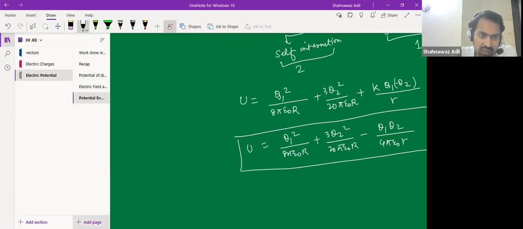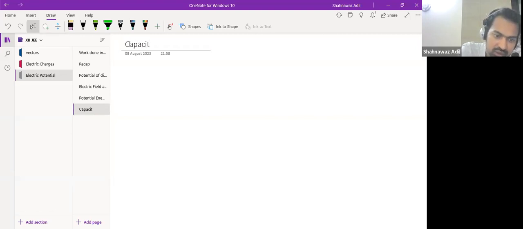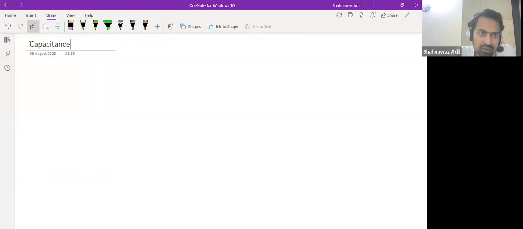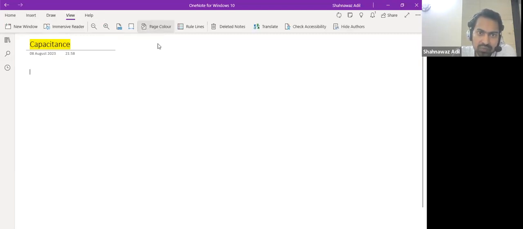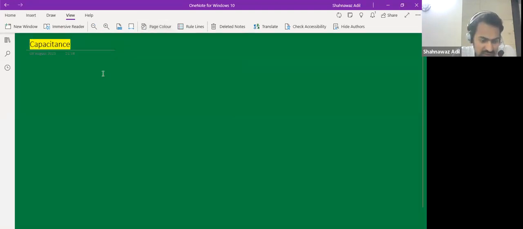So now let us start learning about capacitance. You guys in your CBSE portion already did this, right? So what is a capacitor, guys? It is used to store charges. Yes, it is a device which is used to store energy, right? So it is an energy storing device.